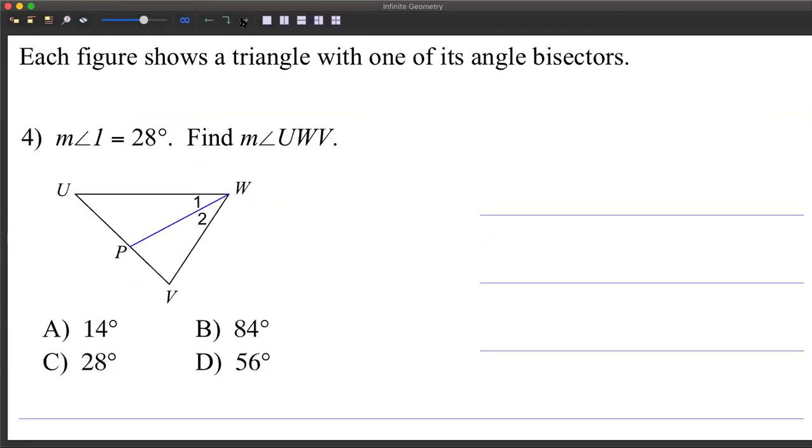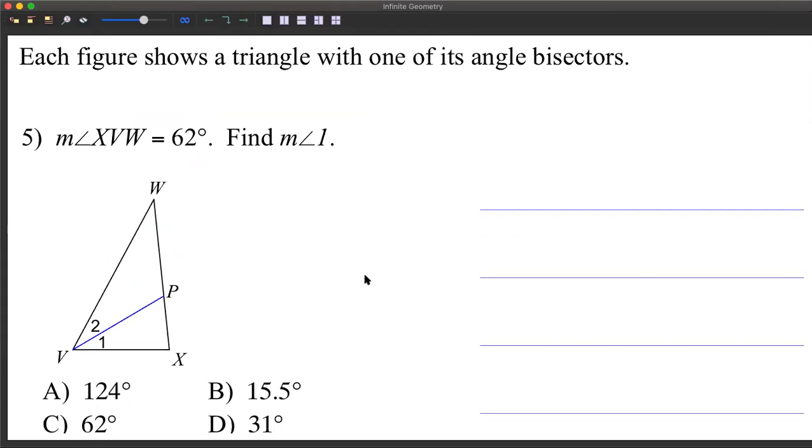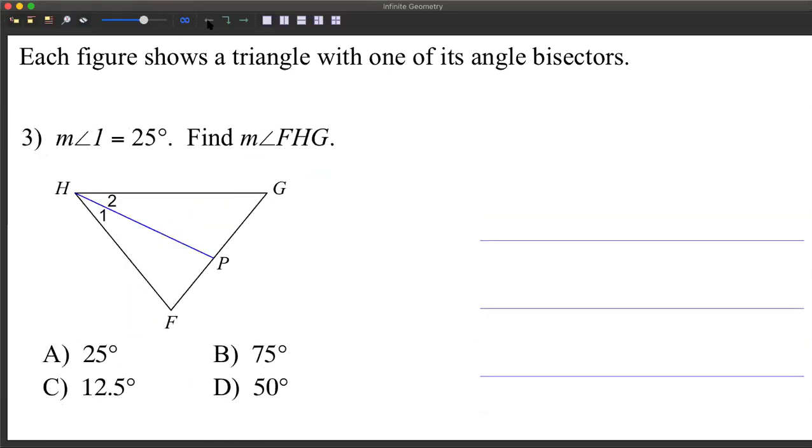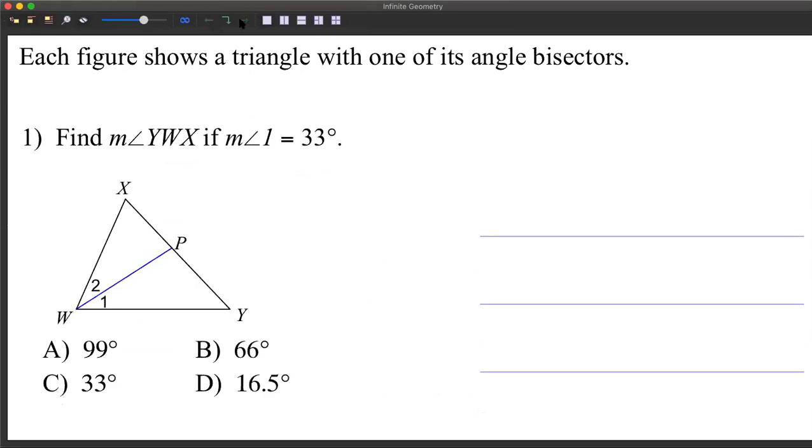Let's do one. All right, here's one that's a little bit different. They're giving you the measure of the whole angle to start with. XVW, so that's this whole big angle they're telling you is 62. And they want you to find the measure of angle 1. So if the whole thing is 62, that means just angle 1 would have to be 31, wouldn't it? Because you'd have 31 and 31 to get to 62. All right, I want to go back to number 1. Did I do that one right? Yeah, I did. Okay, good.